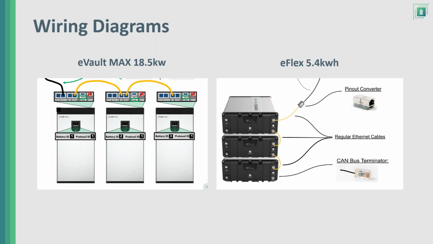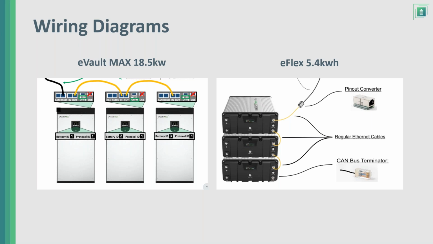The first one will be with the Evo Max. There are ports dedicated to make sure that this communication occurs. This is basically called daisy chain communication. We go from the very last battery into the next one and to the next one, and then at the end we send the cable that is going to communicate with the inverter.